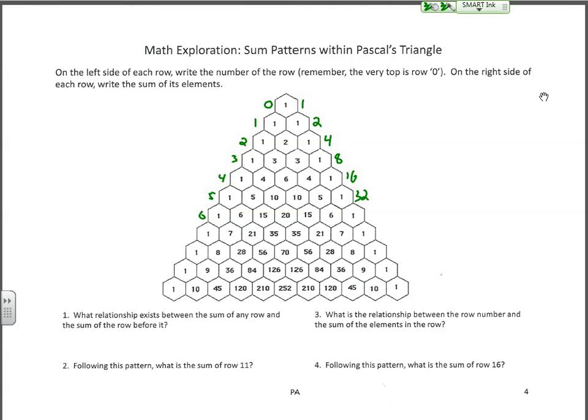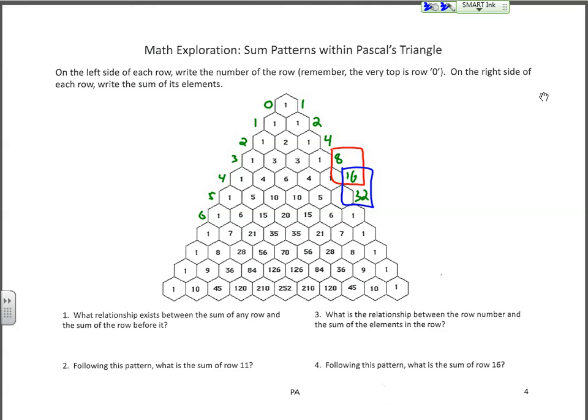Okay? And kind of like our pattern block page, you're looking for patterns here, right? You know, the 4 questions that you need to answer, the first one, what relationship exists between the sum of any row and the sum of the row before it? So if you were to pick out any 2 rows here, what's the sum of row 4 compared to the sum of the row before it, row 3? Or what's the sum of row 5 compared with the sum before it in row 4?